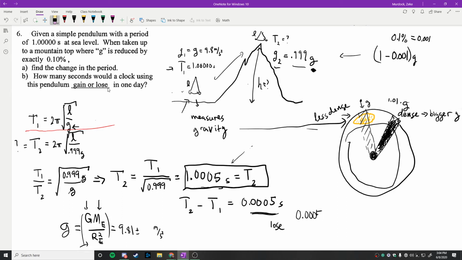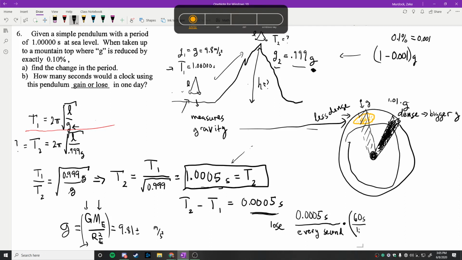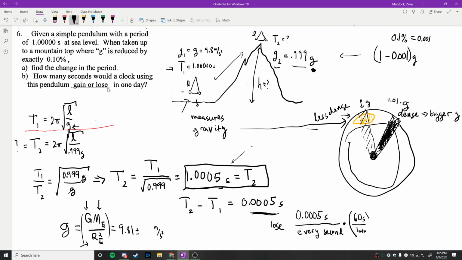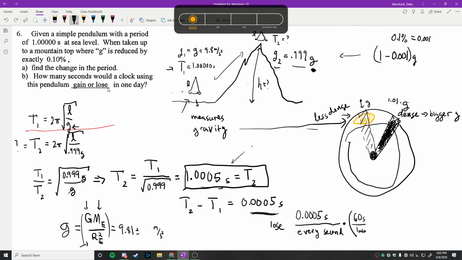I gotta erase that, it just looks really bad. Sorry. 0.0005 seconds every second. So to figure out how much it loses every day, you need to multiply by the number of seconds in a day, which I think is 86,400, but we won't write it like that. So you need to multiply by 60 seconds per minute multiplied by 1 minute. Oh, okay, whatever. I'm just going to write it this way.